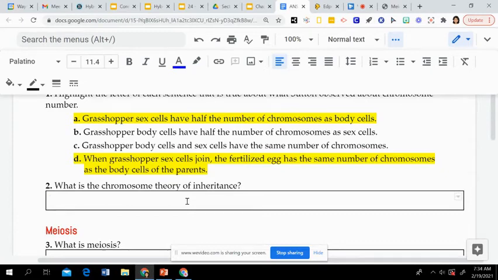Going to question 2 then, what is the chromosome theory of inheritance? This just states that the genes are carried from parents to offspring on chromosomes. Okay, so those traits, those different forms of the trait, are carried on those specific chromosomes.